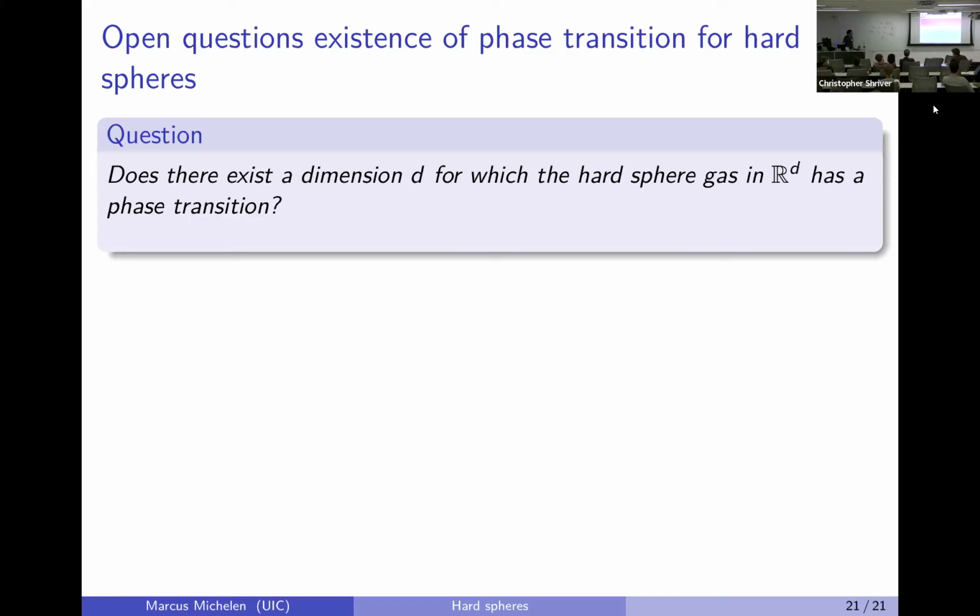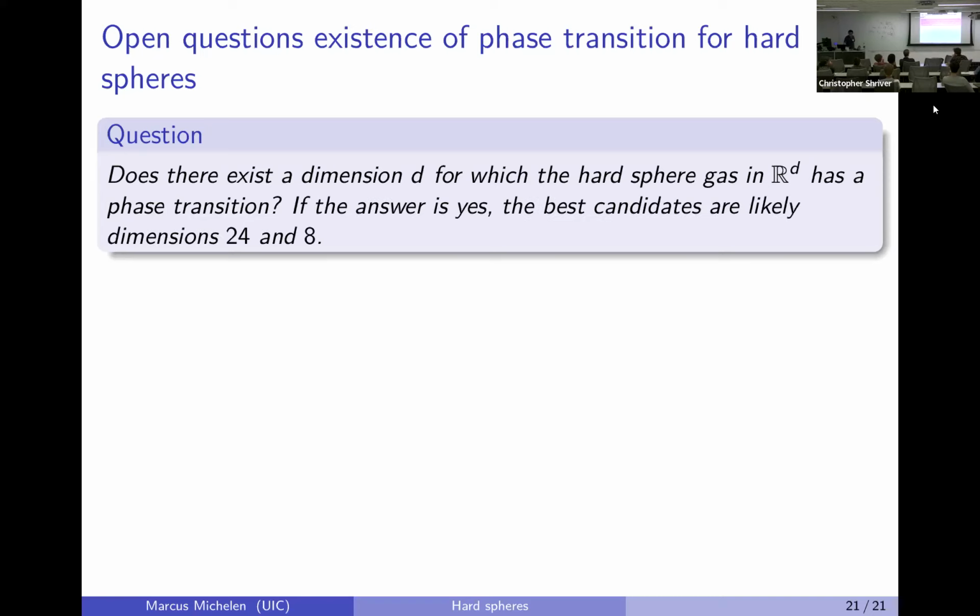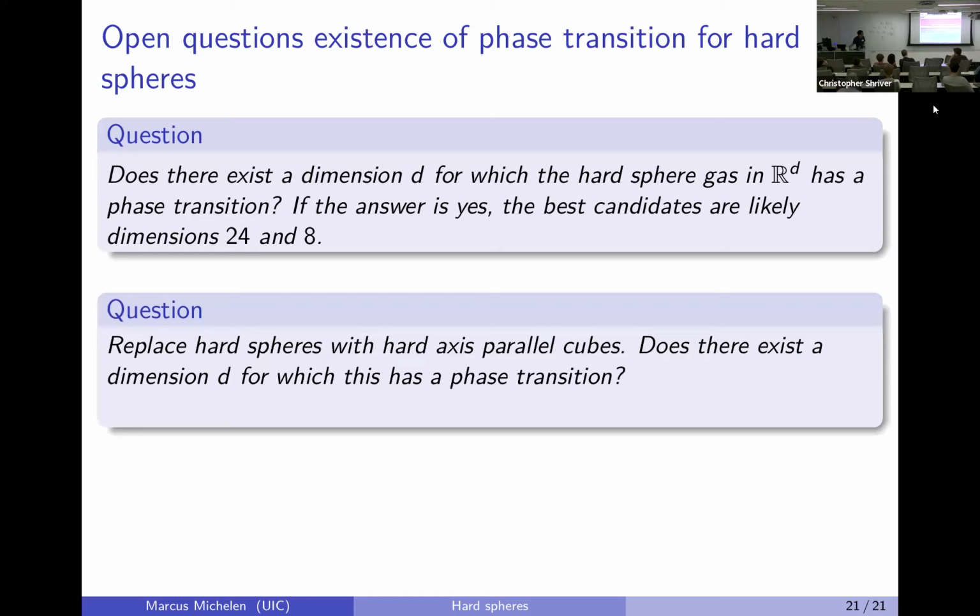So now let's think back to hard spheres. Does there exist a dimension for which you have a phase transition? If the answer is yes, probably the best places to go are dimensions 24 or 8. Right? And what I think is really tremendous about this question is that if you replace the spheres with cubes, this is still extremely challenging. We still can't prove this.